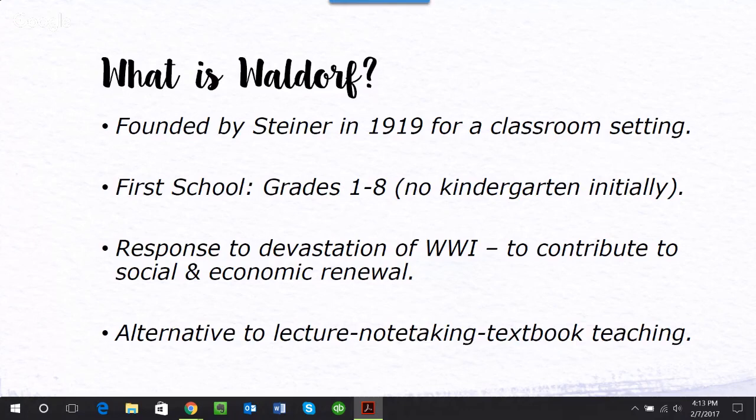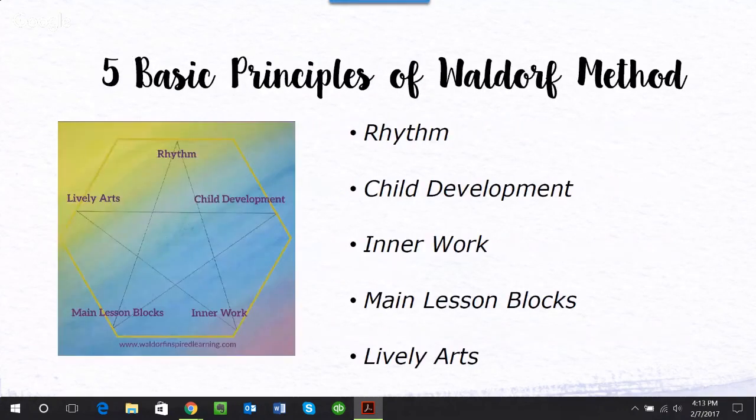I'm going to give you my list here of the 5 basic principles. What you all have described are great overviews of Waldorf education, but these are really specific areas that are key to this method. And we're going to go through these areas, and I'm going to give you a couple of action steps for each one. So, here's the list of the 5 basic principles of the Waldorf method: rhythm, child development, inner work, main lesson blocks, and the lively arts.